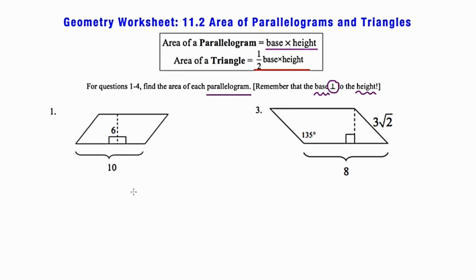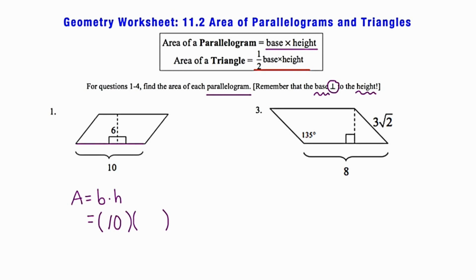So in number 1, we're told that we have a parallelogram, and the formula for finding the area is going to be area equals base times height. So I'm going to start by writing that down, and I'm going to write it again with blanks, one blank for the base and another blank for the height. Now, as I look at this parallelogram, the base appears to be marked as 10. For that reason, I'm going to put 10 in for the base.